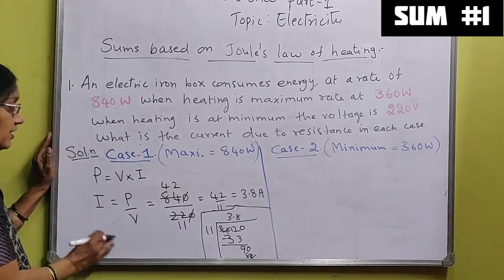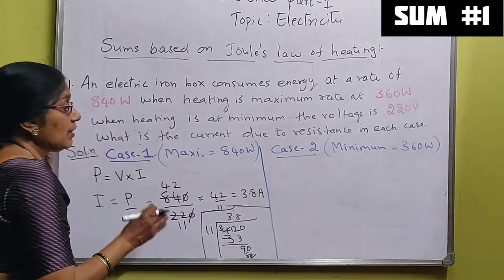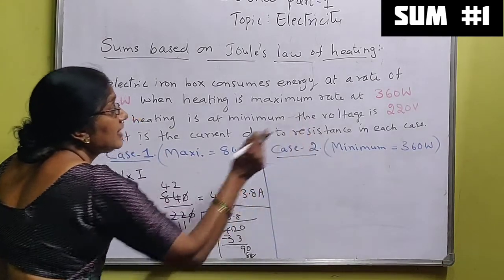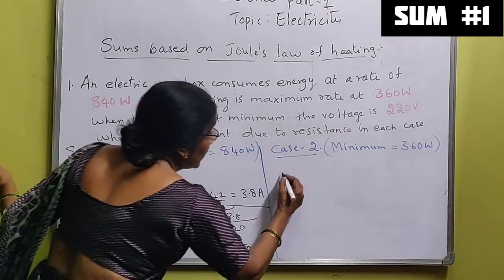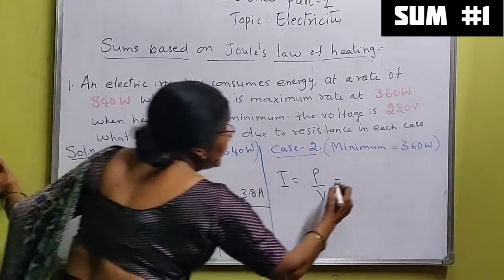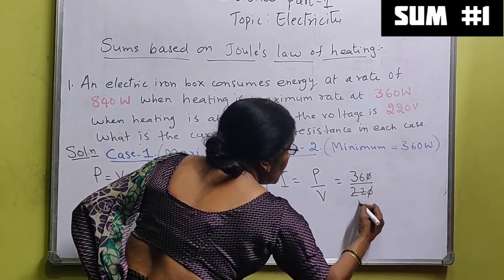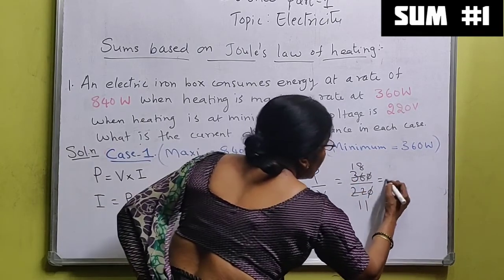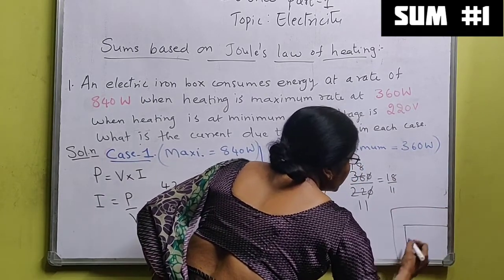Same way, using the same equation, let us try to find out in case 2 where there is a change. What is the change? The power has become minimum. How much is the minimum power? 360 watt. At that time, what will be the current? So we are going to take the same equation, I is equal to P by V. Power is how much now? It is 360. And how much is the voltage? The same voltage. 0 cancels. 2 ones are 2, 2 eights are 16. So we got 18 by 11.